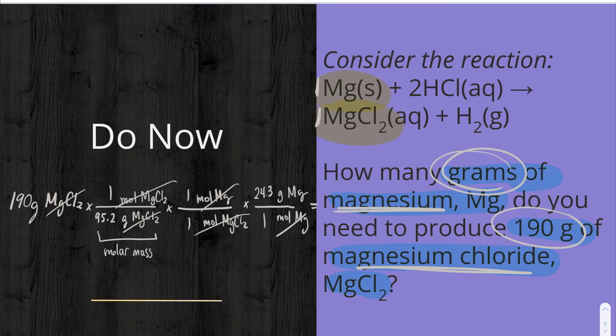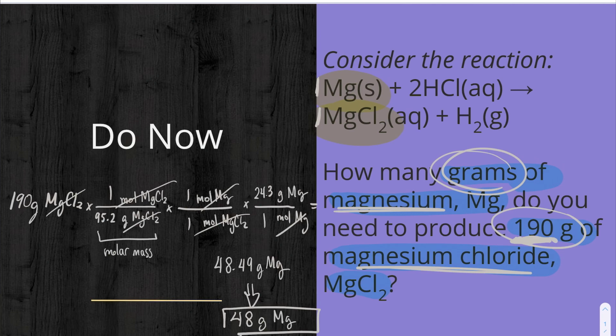I can put this into my calculator. So the 190 times 1 divided by 95.2, that's just 1 times 24.3, and I get something like 48.49 grams of Mg. Of course, we care about sig figs a little bit, so my given number over here, 190, only has 2 sig figs. The 0 at the end does not count because there's no decimal point. So I'd round that down, sorry, to 48 grams of magnesium.